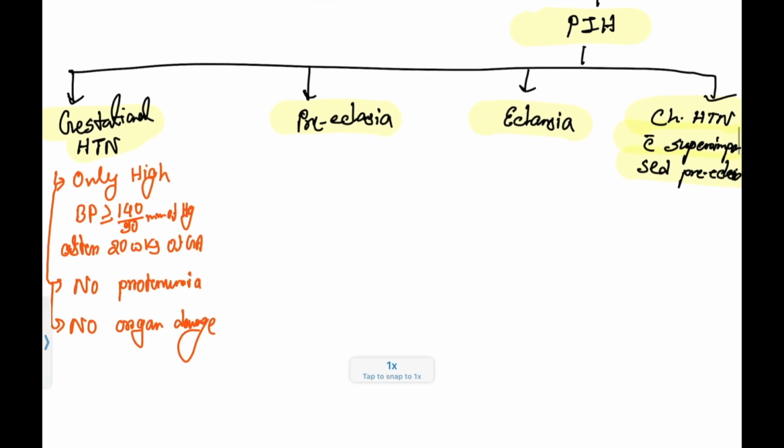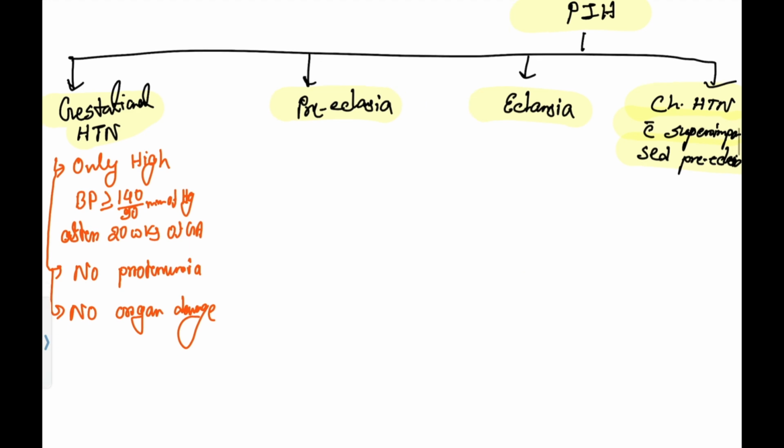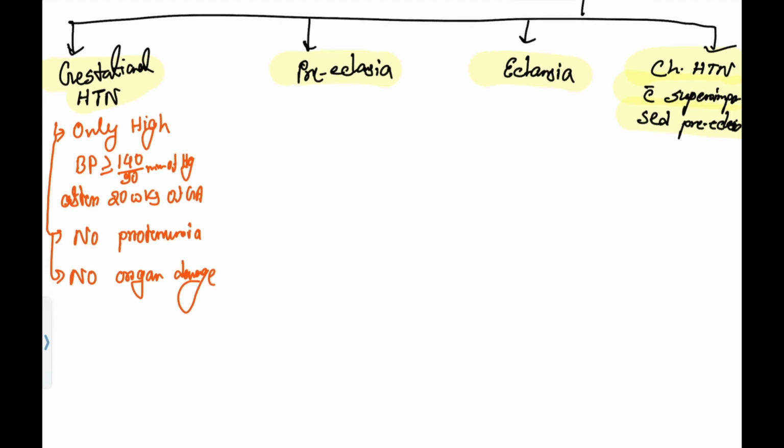So PIH is further classified as gestational hypertension, preeclampsia, eclampsia, and chronic hypertension with superimposed preeclampsia. Now, what is gestational hypertension? Gestational hypertension is simply having high BP, nothing else.